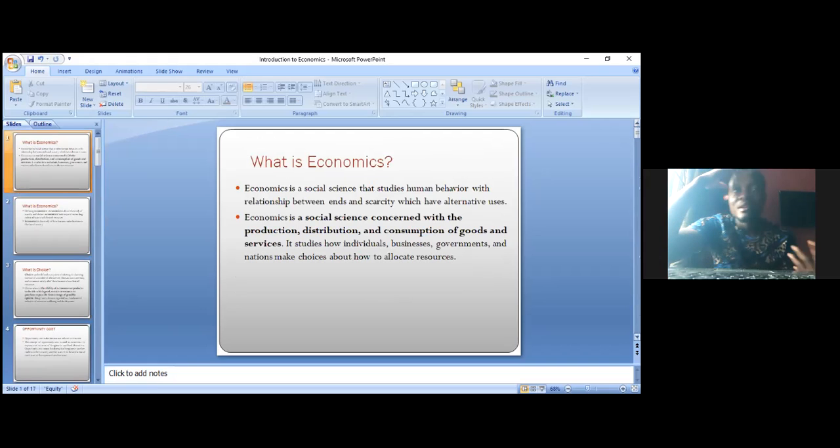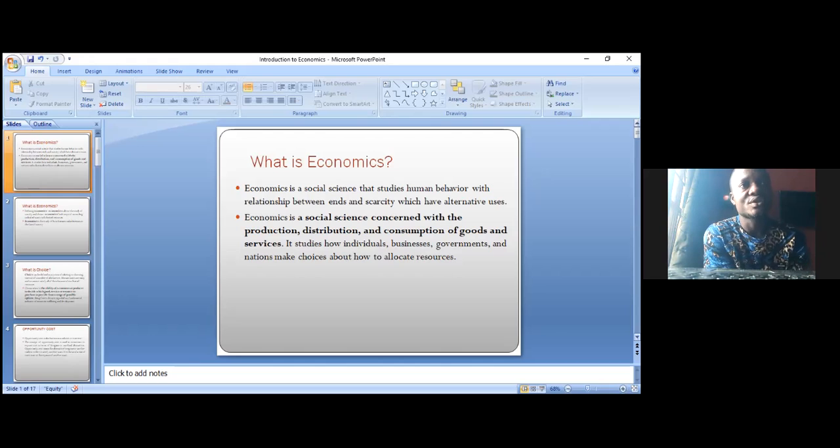Okay. Chapter one is talking about the economic activities, what economics is all about. That's the introduction aspect of it. Like we said, economics is a social science that studies human behavior with the relationship between ends and scarce means, which have alternative uses. Under the definition, we talk about the social science concerned with the production, distribution, and consumption of goods and services. The production, consumption and distribution of goods and services is the economic activity of the economy.